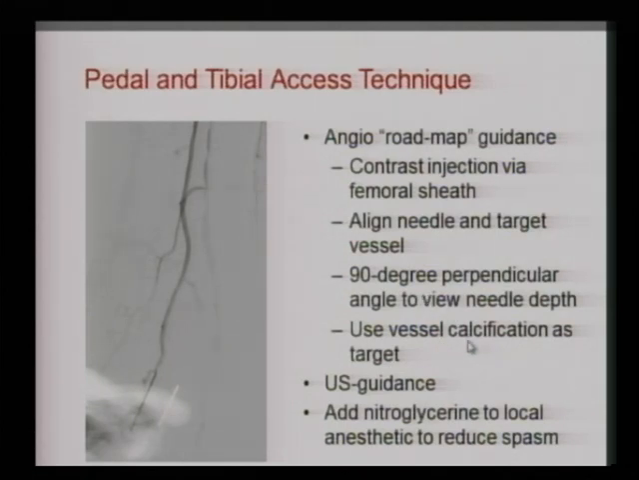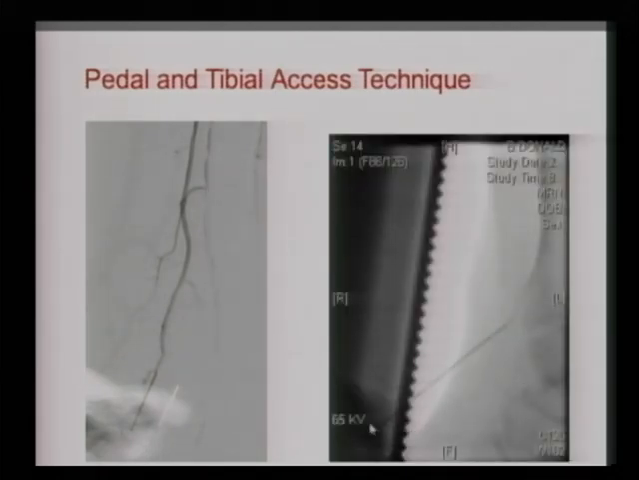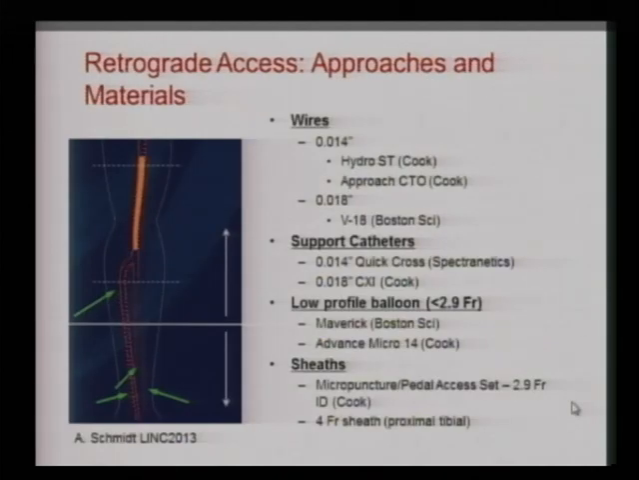And calcified vessels actually can sometimes be helpful because you have that calcification that you can see as a target. I do also use ultrasound guidance, but that can be actually a little bit more challenging. I think the angiographic road mapping technique is a little bit easier. And then a lot of times to prevent vasospasm in these small pedal and tibial targets, we'll include nitroglycerin in our local anesthetic that we're injecting around the vessel to combat spasm. So here you can see in this particular case now in the perpendicular view, we see that our needle went in, we're able to advance our guide wire.